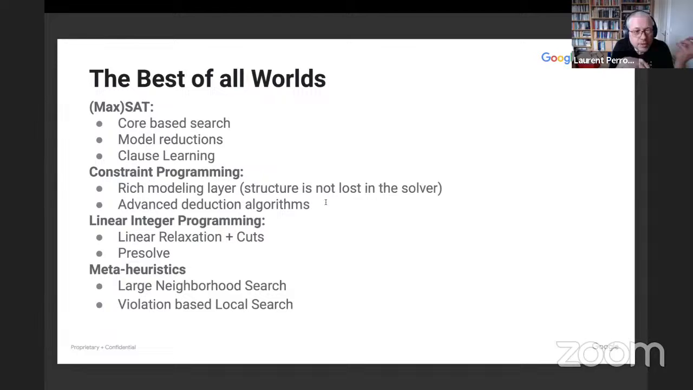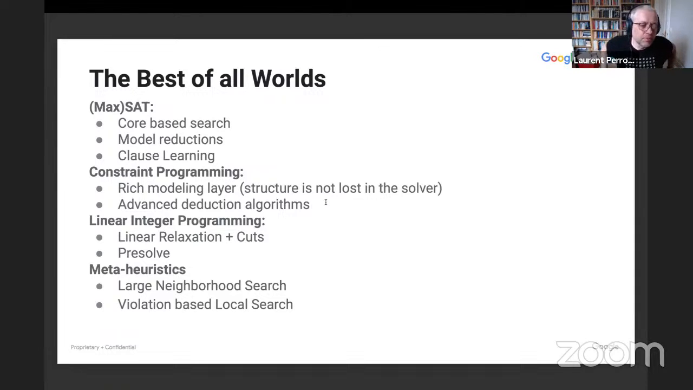From CP, we use the modeling language, which is really interesting. One, because it's a bit closer to the application, but two, because sometimes we don't need to play the game of rebuilding the structure of a problem. I mean, if you have an RCPSP problem and you tell the solver that this is a cumulative, this is a resource, this is a recipe, it's much easier to have the right algorithm in place to solve that.